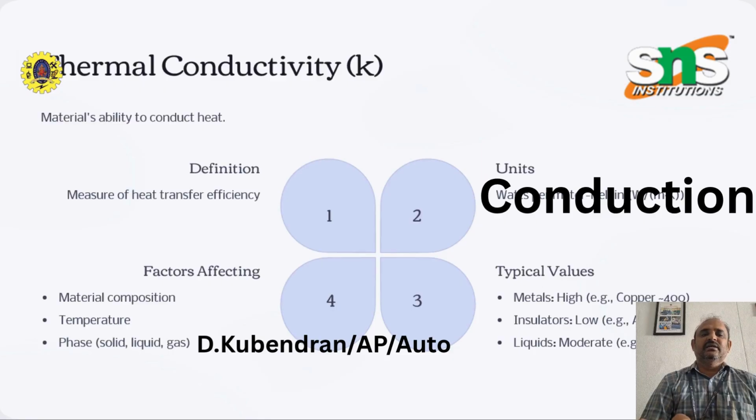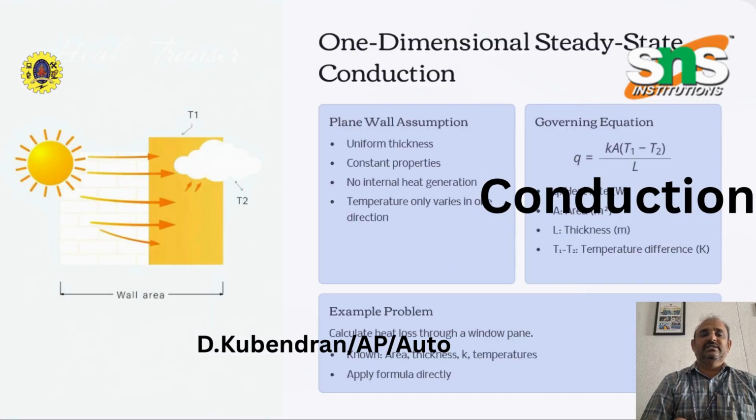Types of conduction. There are several types of conduction. One is steady state conduction, that is, temperature at any point does not change with time. Transient conduction means temperature changes with time. One-dimensional conduction assumes heat flow in one direction only. Multi-dimensional conduction considers complex geometries and directions. Conduction can be isotropic or anisotropic.